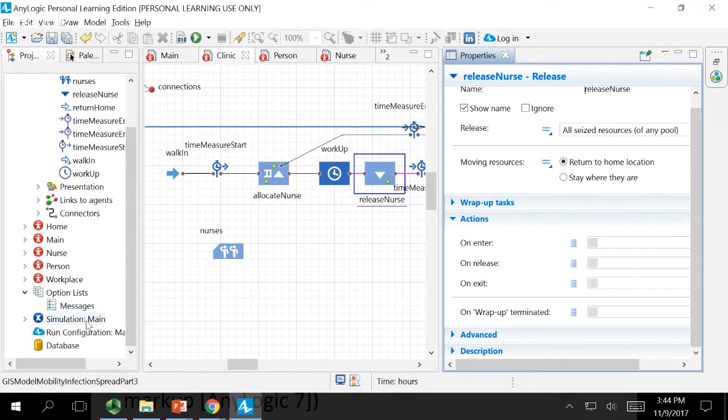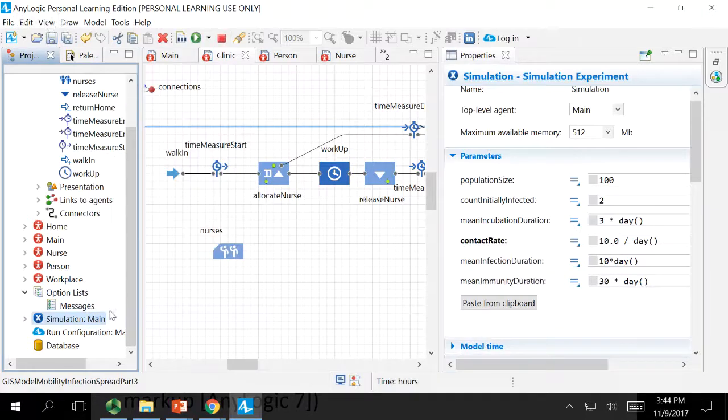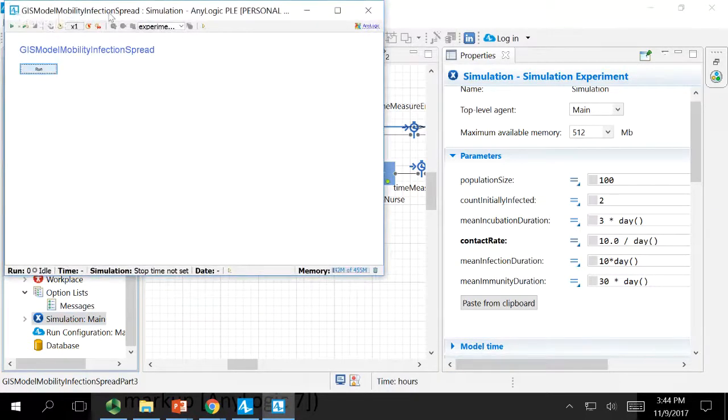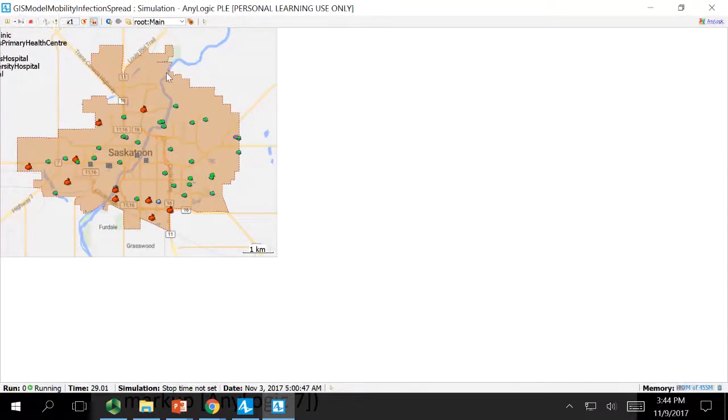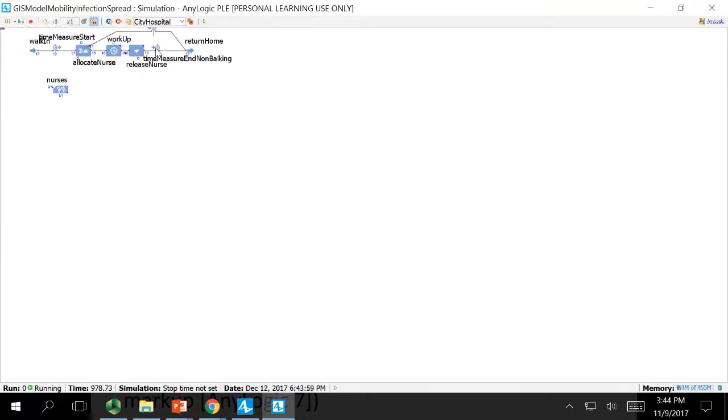Okay, ladies and gentlemen, no questions? Okay, so let's run. So we're running this here. We have some infected people. I'll run it at full speed. And you'll notice now, if we go to the resources, we have a representation of the resources.